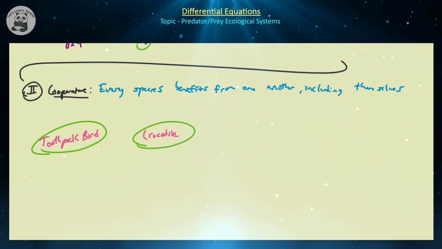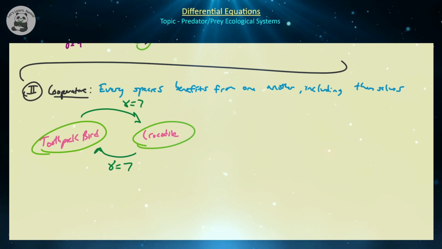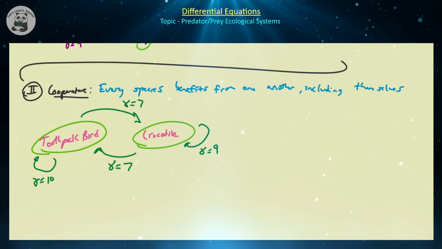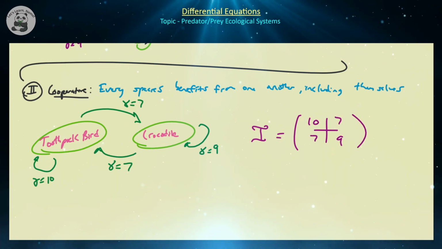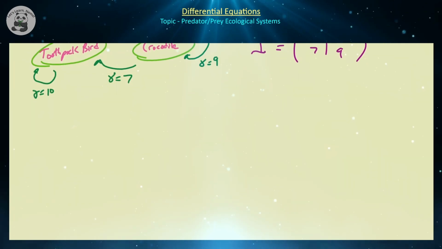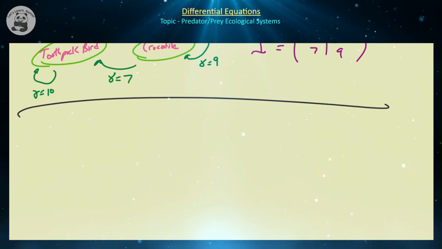So let's assume that a toothpick bird helps crocodile with interaction of 7. And let's also assume that it goes the other way around in also a positive fashion. Let's assume gamma is equal to 7 as well. Let's assume crocodile helps crocodile at an interaction rate of 9, and toothpick bird helps out toothpick bird with an interaction rate of 10. So in this particular cooperative system, our interaction matrix is going to be equal to 10, 7, 7, and 9. Right, and then you can use whatever method you have in order to solve your Lotka-Volterra system with this particular interaction matrix and model what happens to x and y as t goes to infinity. You probably can guess that both are going to go to infinity, and indeed you would be correct.